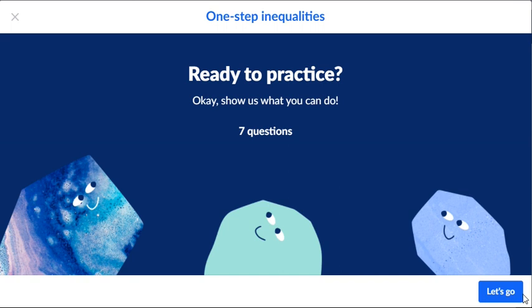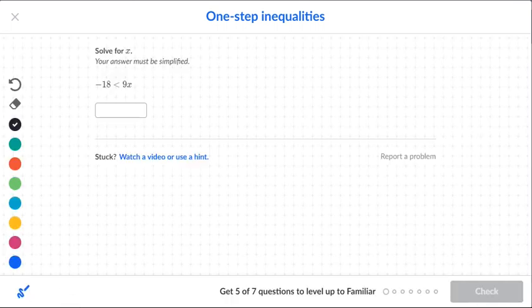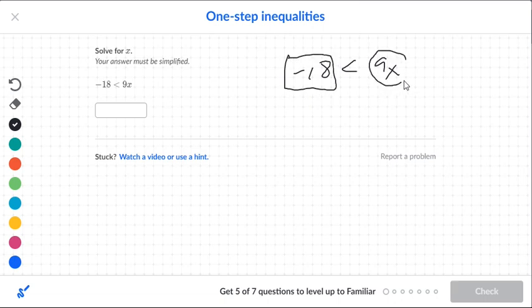One-step inequalities. Okay, you've got the following problem. You have a negative 18, an inequality sign, and 9x. So we're going to box the number and circle the letters.